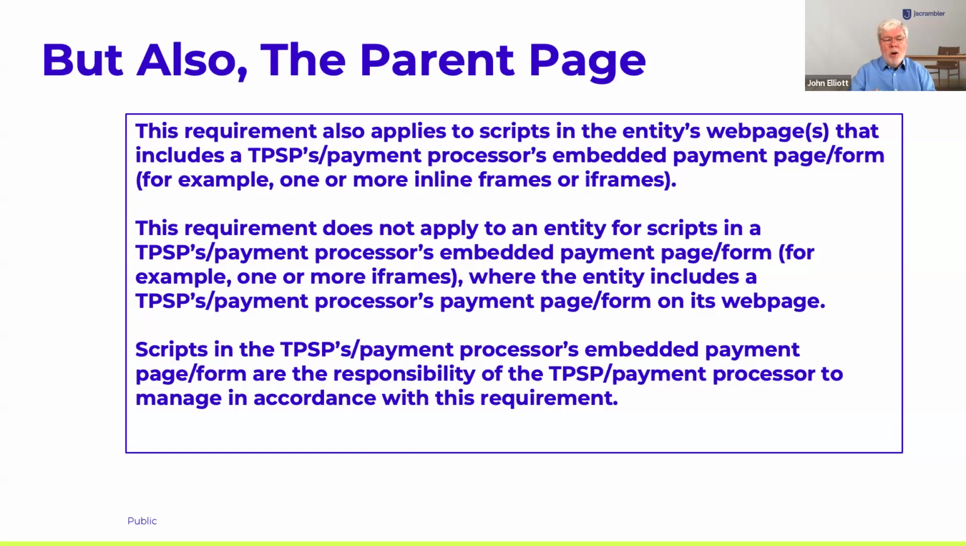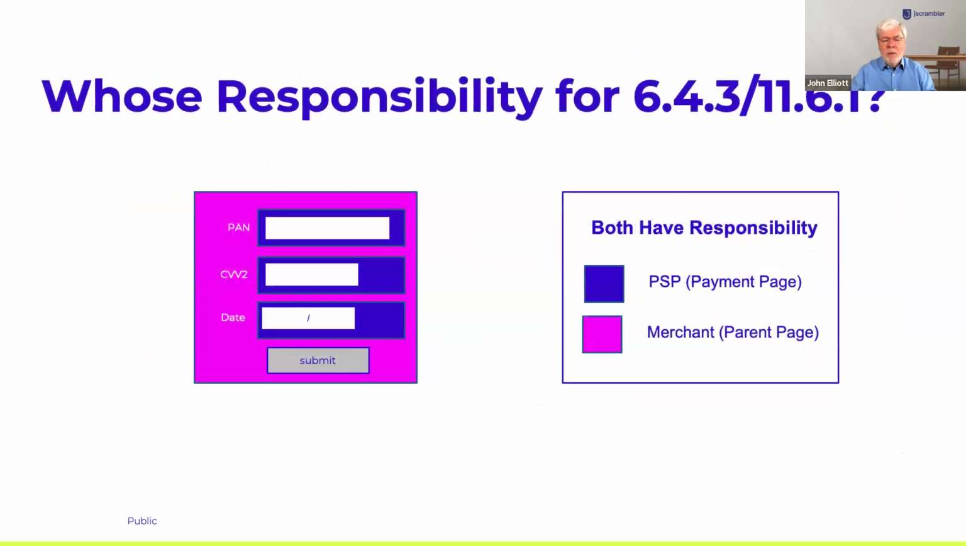It says, "So this requirement also applies to scripts in the entity's web pages that included TPSP's payment processor embedded payment page form, for example, in an iframe." So now the requirement applies to both the parent page, which is hosted by the merchant, which is in pink, and the PSP's payment page. Both of them have to comply with those two new requirements, 6.4.3 and 11.6.1.